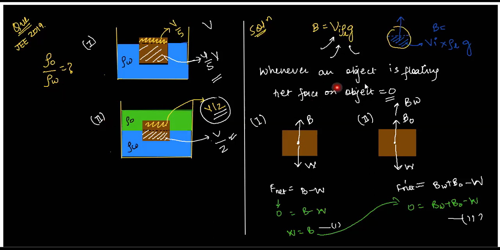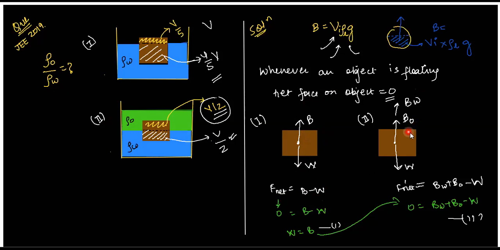Then whenever an object is floating, we understood a concept that the net force on the object is zero, correct? Therefore we wrote the net force is equal to buoyant force minus weight. Let's take upward as positive, downward as negative. So net force is B minus W.